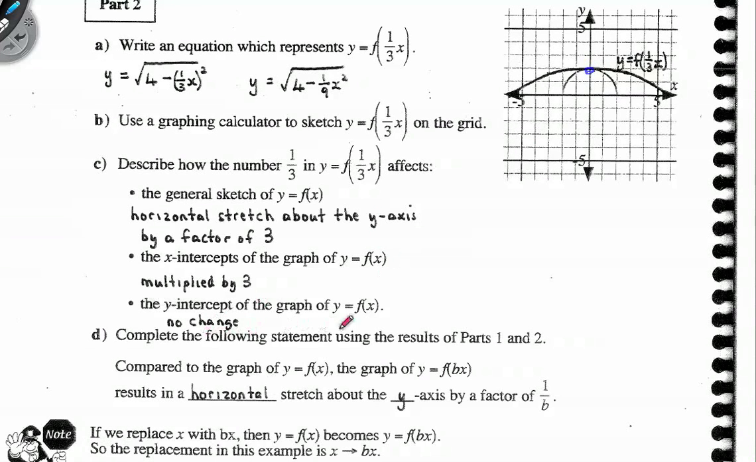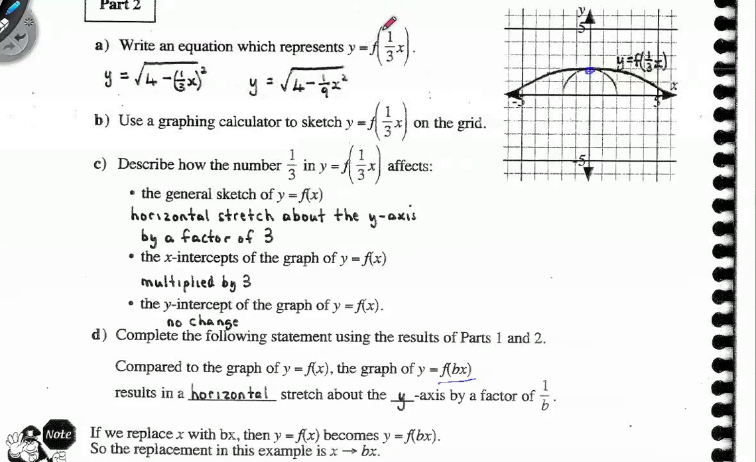Complete the following statement using the results of part 1 and 2. Compared to the graph of y equals f of x, the graph of y equals f of bx, this number multiplying the x within the function, results in a horizontal stretch about the y-axis by a factor of 1 over b. So it does the opposite to what you'd expect. 1/3 actually stretches it by a factor of 3.